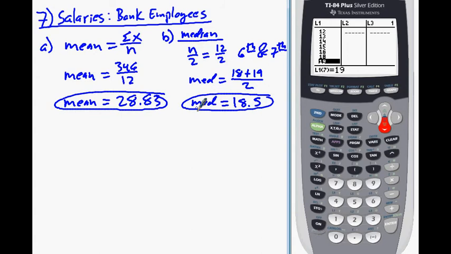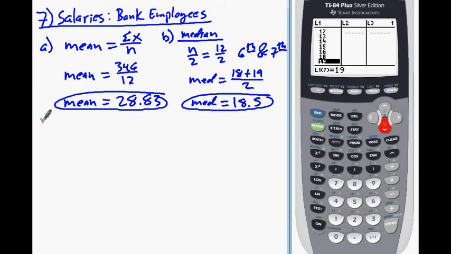And we were asked to compare, and certainly the median is quite a bit different than the mean. The median is significantly lower than the mean. And so the question is asked, which best describes the majority of the employees? Well, I'd have to say the median probably is closer to the majority of the employees than the mean.